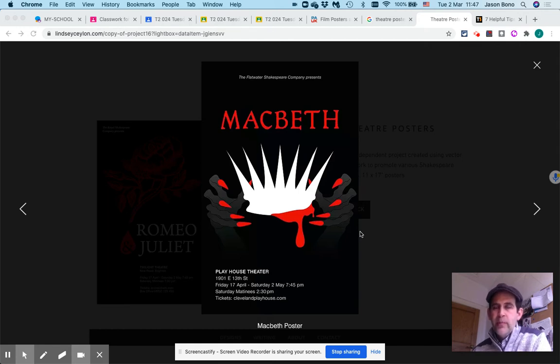Now, we're going to be looking both at posters for theater productions, like the one you see on the screen now, and also we'll look at some movie or film posters because they're essentially doing the same thing, and there are a lot more examples that are quite current. But we'll start with this one.